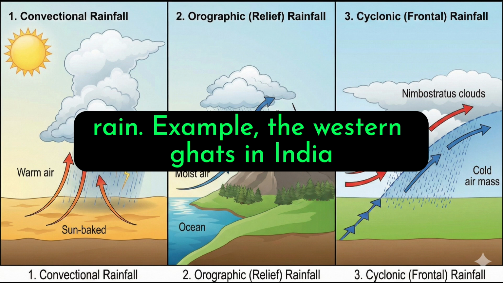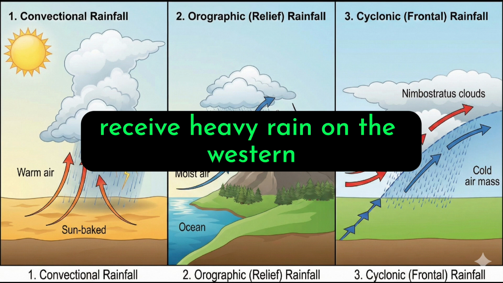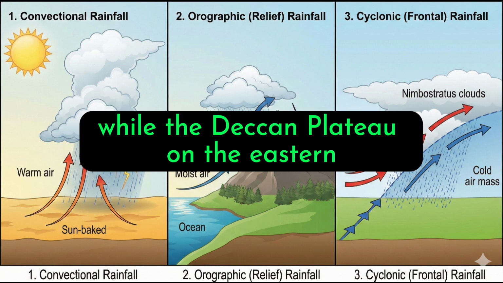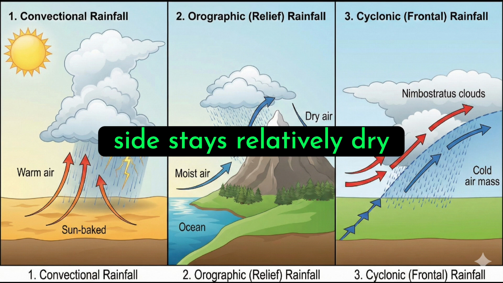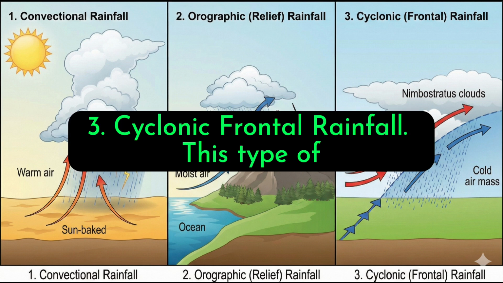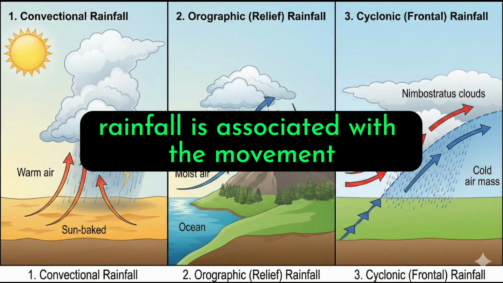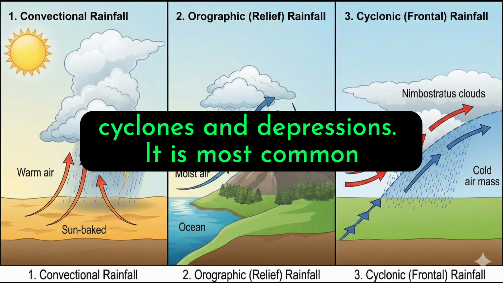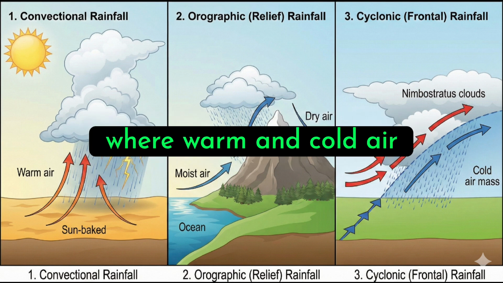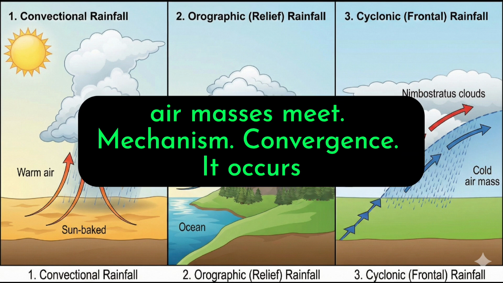Example: the Western Ghats in India receive heavy rain on the western slopes, while the Deccan Plateau on the eastern side stays relatively dry. 3. Cyclonic frontal rainfall. This type of rainfall is associated with the movement of cyclones and depressions. It is most common in temperate zones where warm and cold air masses meet.